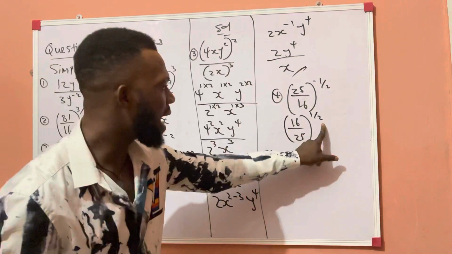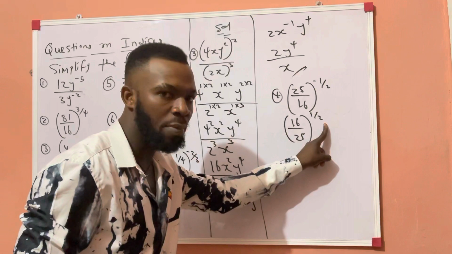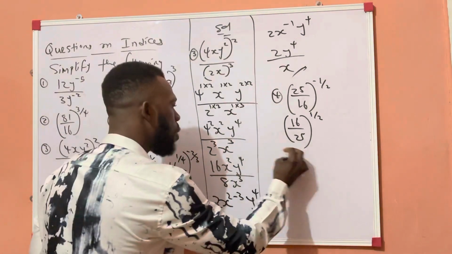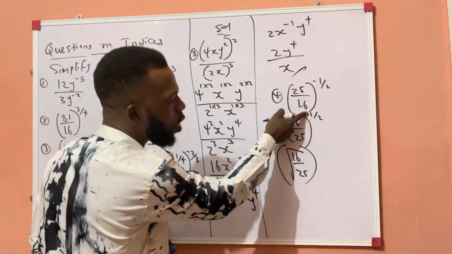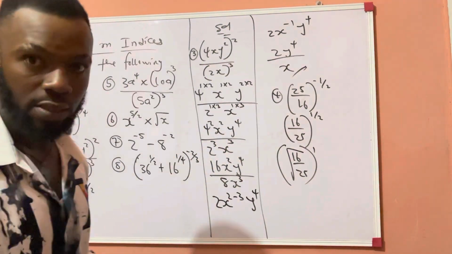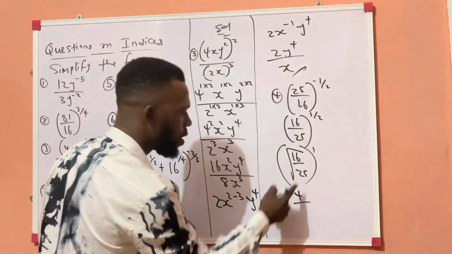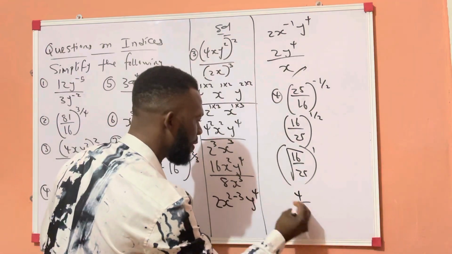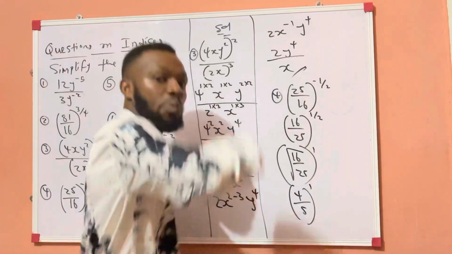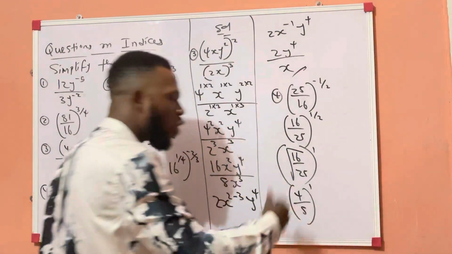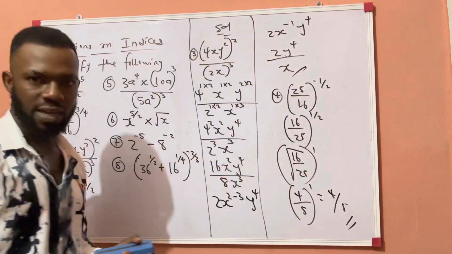Okay, now, like I always say, the denominator becomes the root of the base. And what's my denominator here? 2. So it becomes the square root of 16 over 25 raised to the power of, what is the numerator here? 1. Now, square root of 16 is 4. Square root of 25 is 5. All raised to the power of 1. And you know what that means? Anything raised to the power 1 is the thing itself. So 4 over 5 raised to the power 1 will still give us 4 over 5. That becomes the answer to that question.